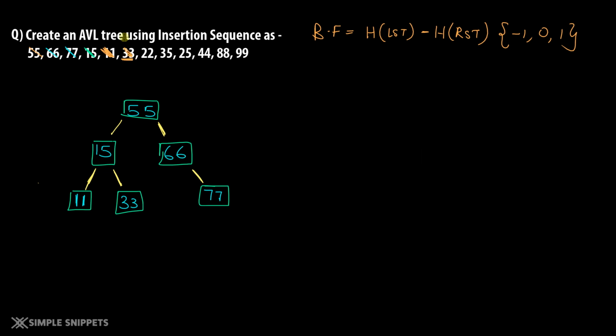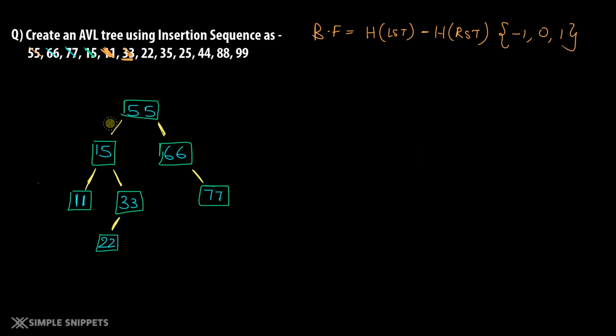Alright, so 33 done. We're now halfway there and I'm guessing you guys have got the hang of it. Let's speed things up. Let's add 22. So 22 is smaller than 55, we'll go to the left. 22 is greater than 15, we'll go to the right. 22 is smaller than 33, so we'll go to the left. So 22 comes over here.